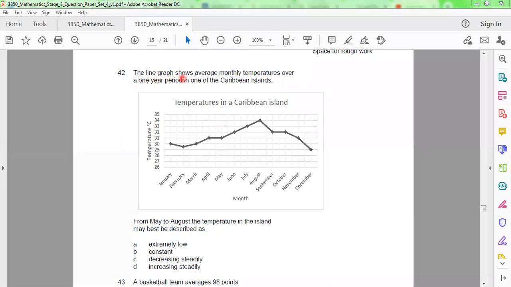It says the line graph. Remember that a line graph shows progression. It shows trends. The line graph shows average monthly temperatures over a 1-year period in one of the Caribbean islands. As you can see, we have temperature on the y-axis, and the months on the x-axis. From May to August. So this is May, that's August. We notice between May and August, it goes up, so it's steadily increasing. So the answer there is D.